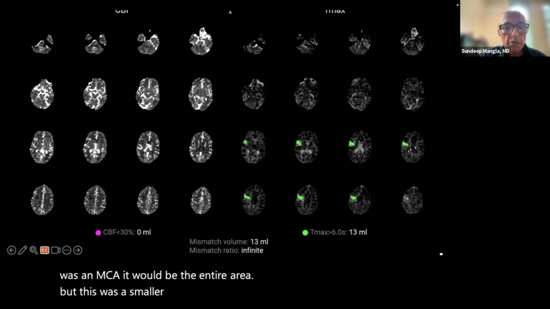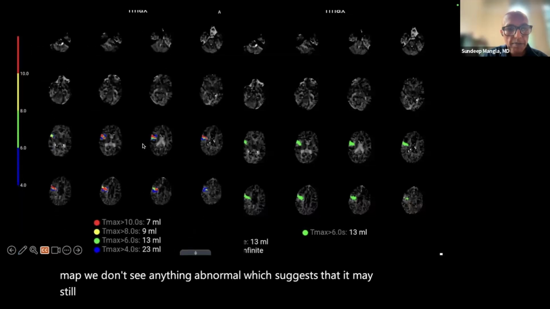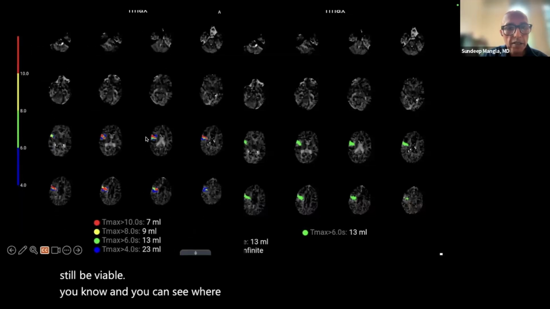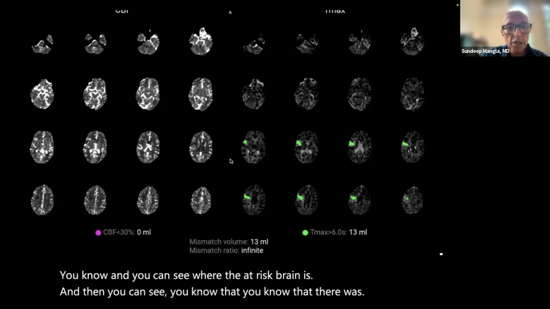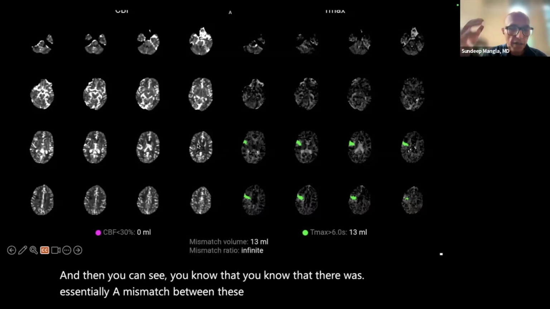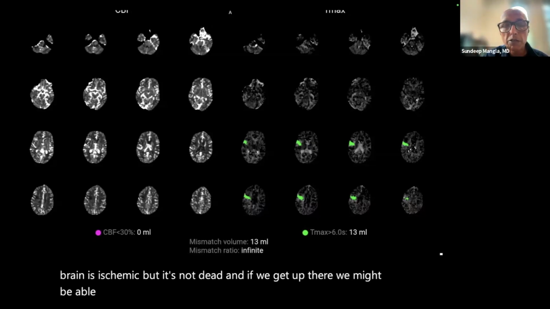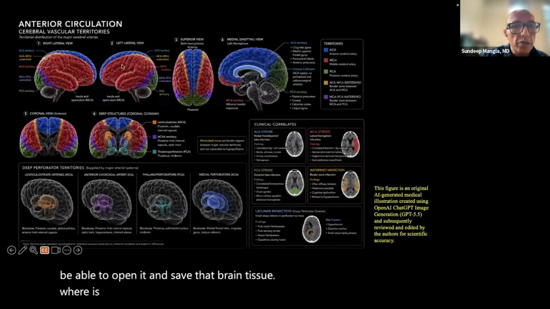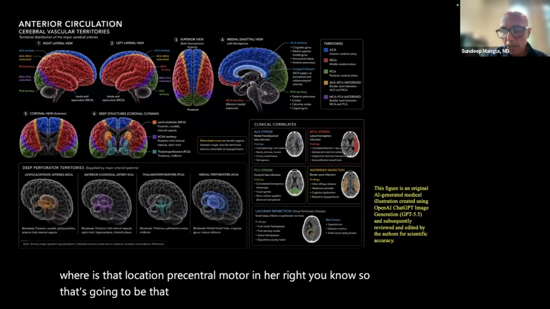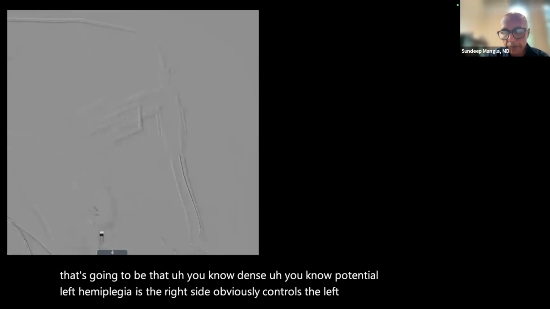And on this perfusion map, the CBF map, we don't see anything abnormal, which suggests that it may still be viable. And you can see where the at-risk brain is, and there was essentially a mismatch between these two, suggesting that this brain is ischemic, but it's not dead. And if we get up there, we might be able to open it and save that brain tissue. Where is that location? Precentral motor in her, right? So that's going to be that dense, potential left hemiplegia, because the right side obviously controls the left side and vice versa.